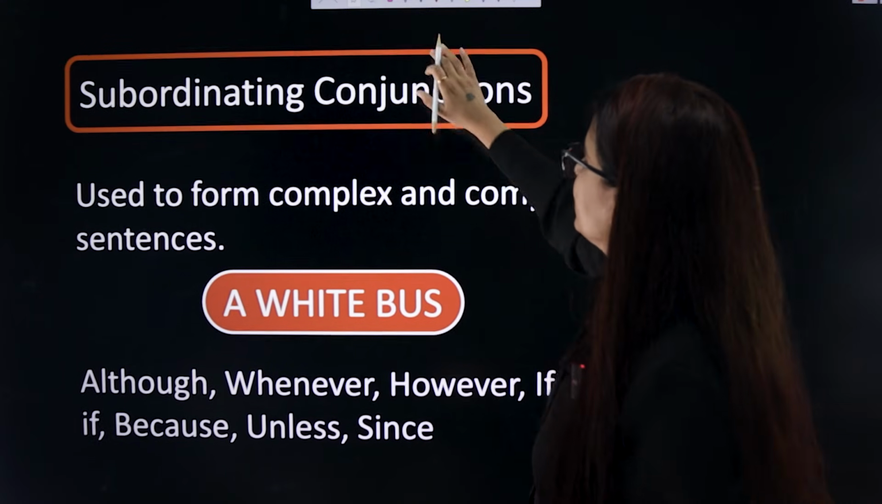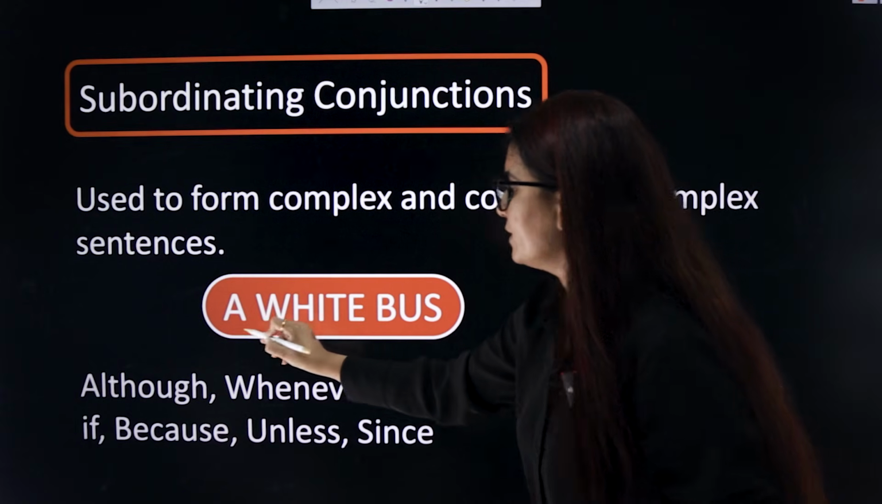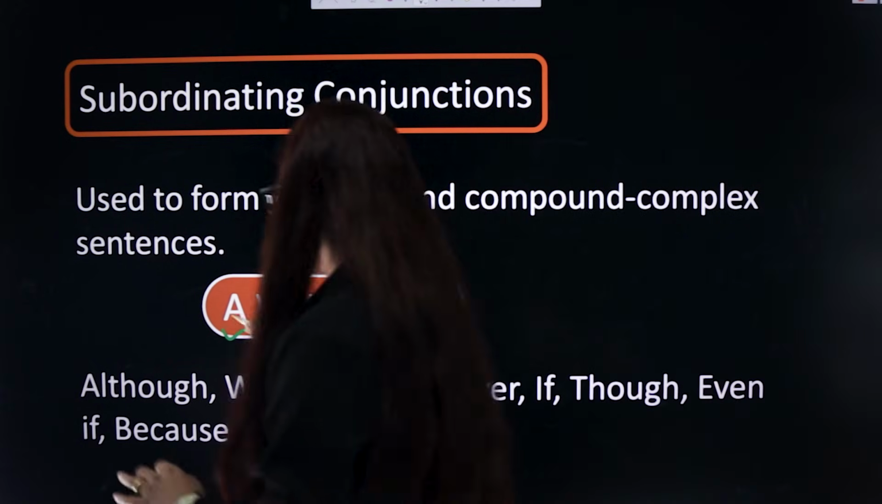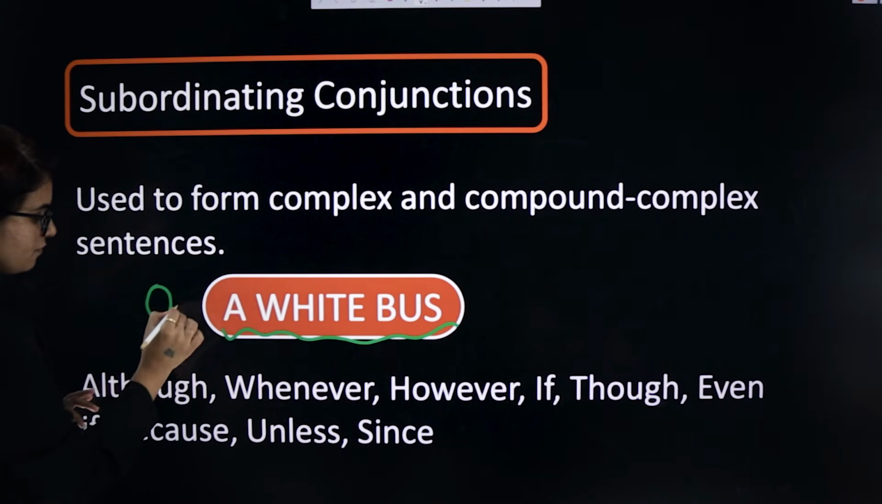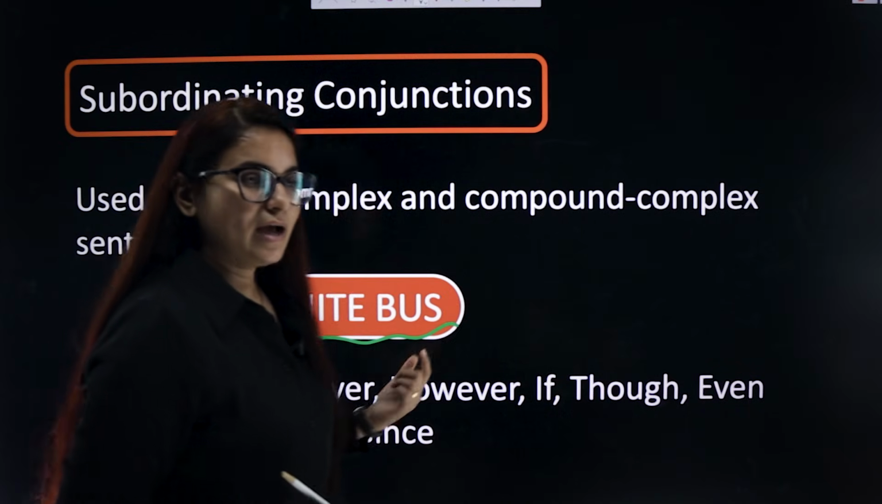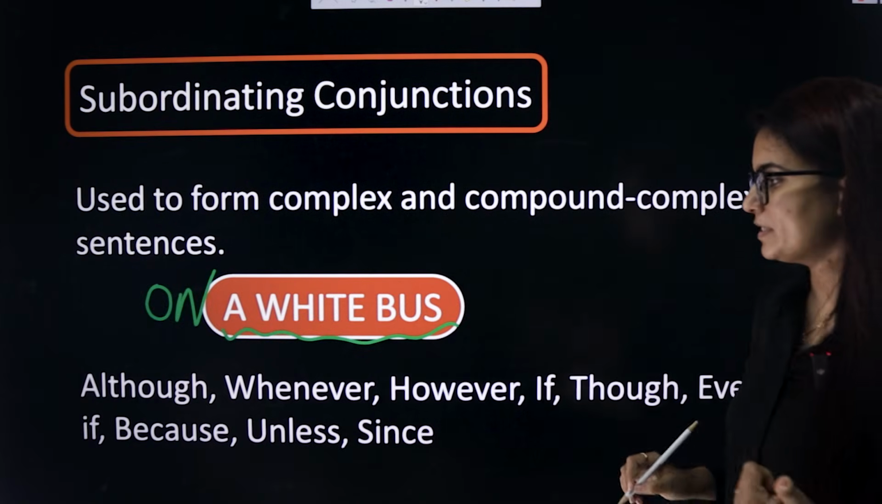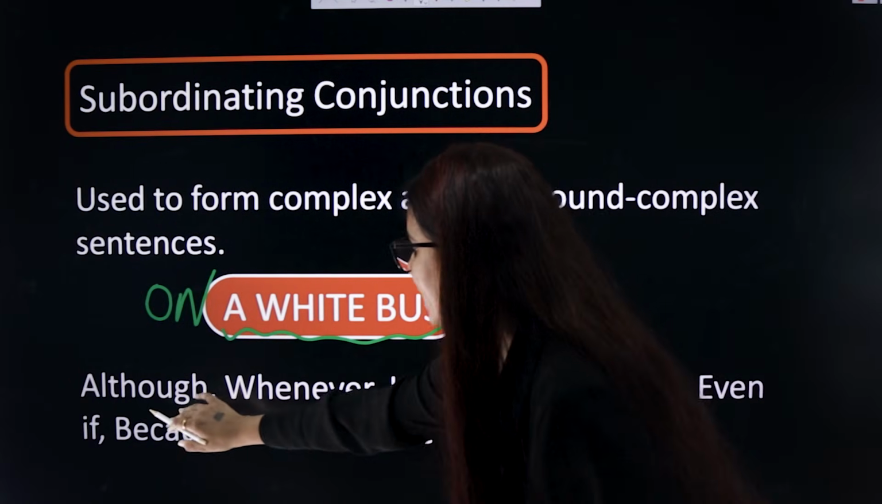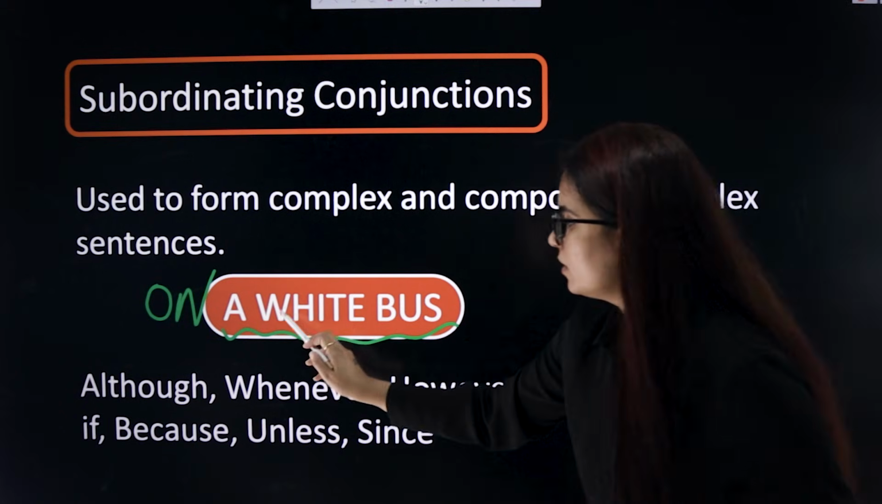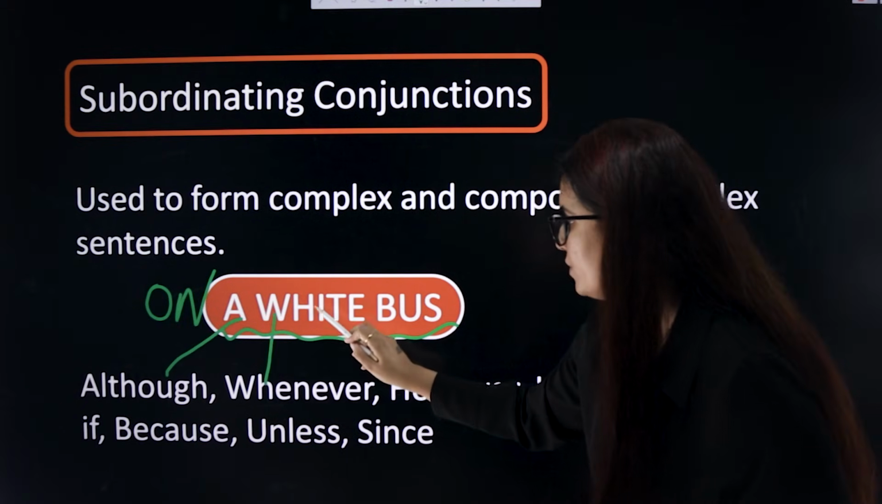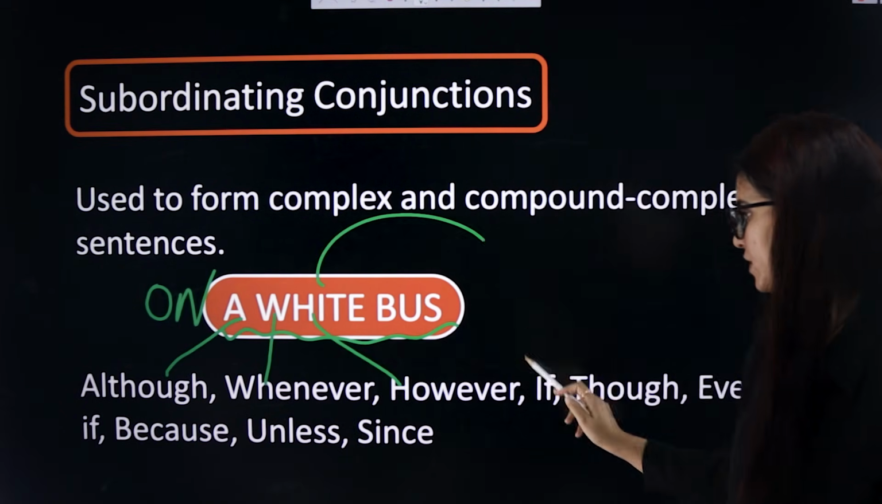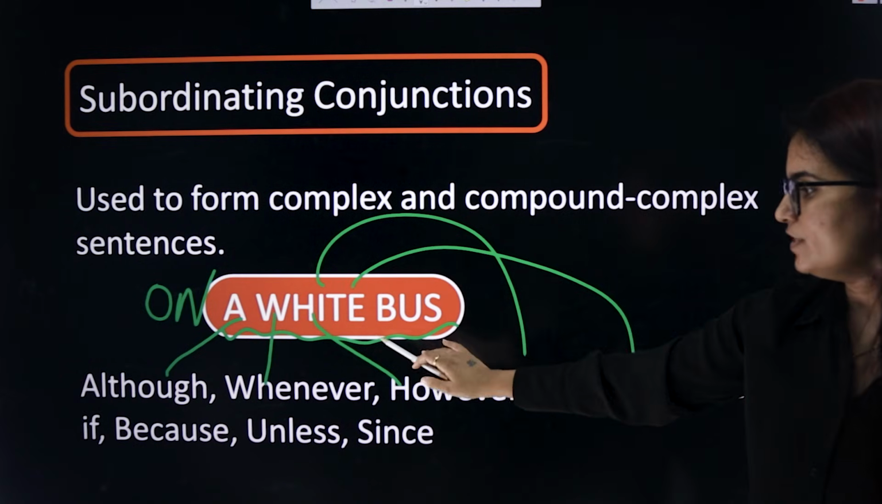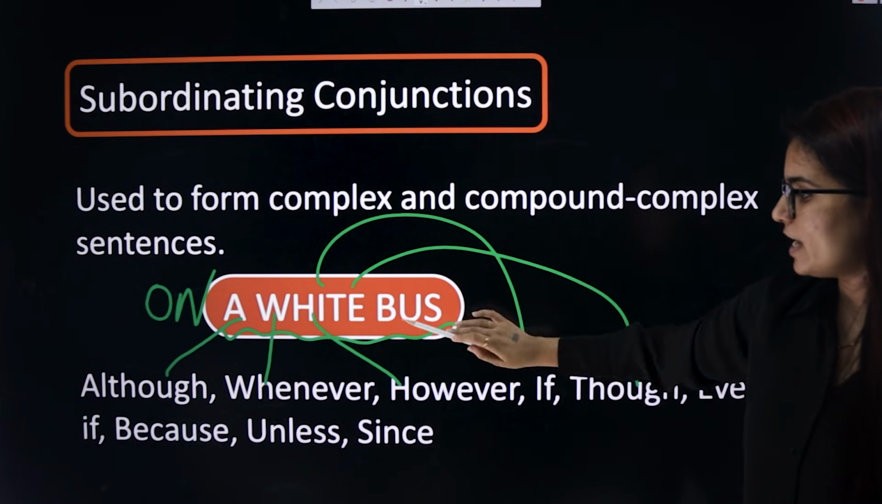Then we have subordinating conjunctions. In order to remember subordinating conjunctions, this is a shortcut. Actually, there is something missing over here. We have "a white bus." I'll give you the complete details on "a white bus" later. But in order to understand these words, you can see this: although, whenever, however, if, though, even if, because, unless, since.